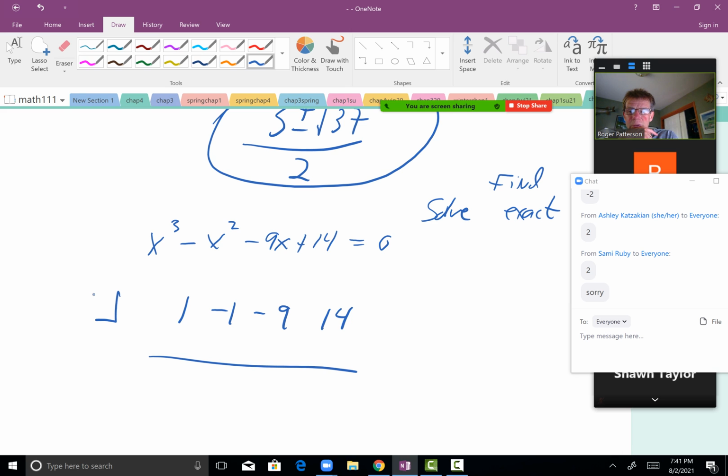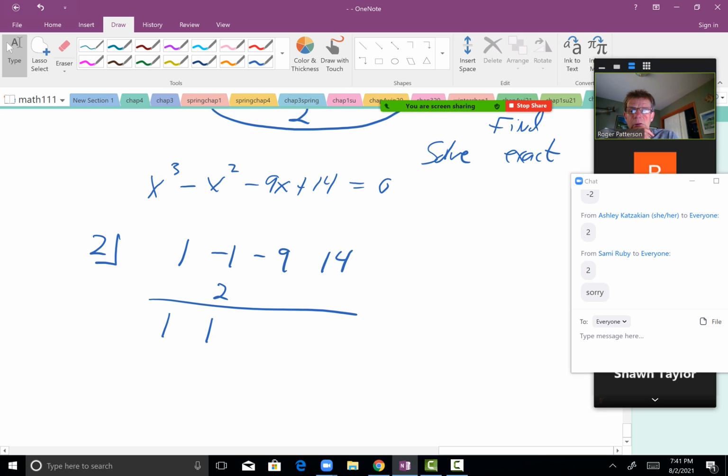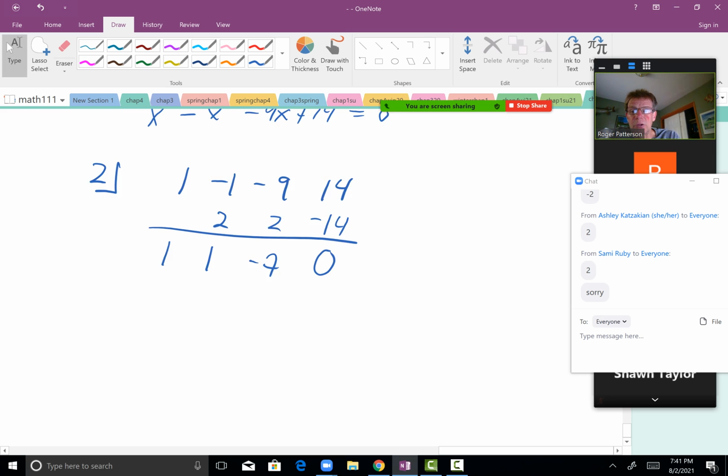Just 2, right? Whatever the x-intercept is. Okay, sweet. All right, here we go. 1, 2, 1, 2, negative 7, 14, and I know I'm going to get 0. If I don't get 0, I made a mistake. Okay, so automatically I know what I'm going to get.